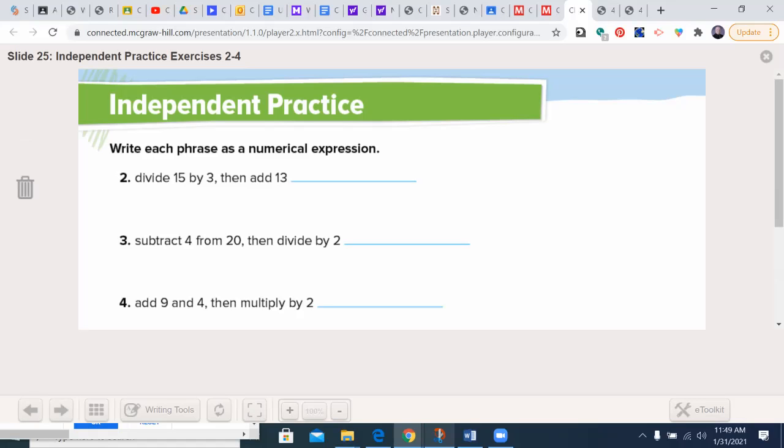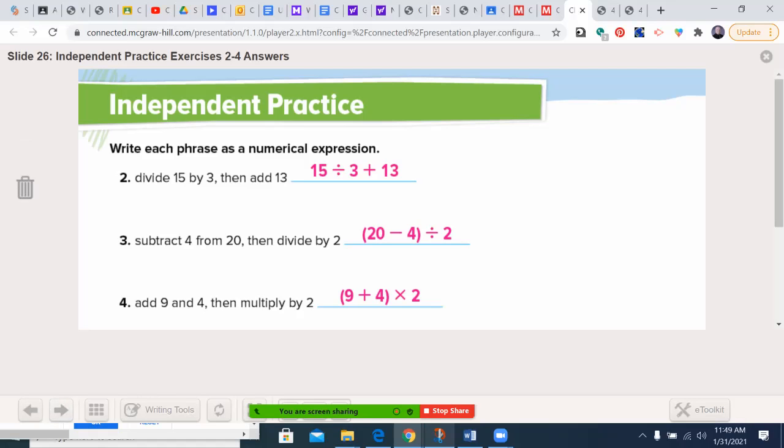Welcome back. Let's see how you did. 15 divided by 3, then add 13. Good. Subtract 4 from 20, then divide by 2. So we have that. That's 4 from 20, or 20 minus 4, then divided by 2. Could I have put parentheses here? Sure. Add 9 plus 4, then multiply by 2. There you go. All right, let's do one more together.